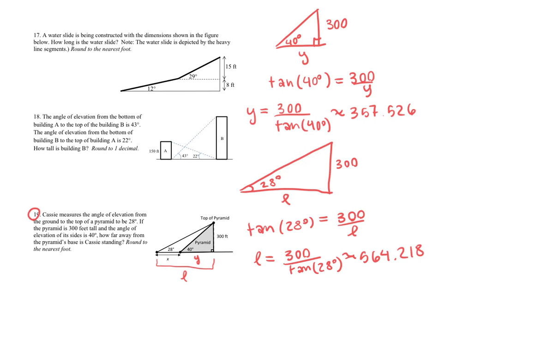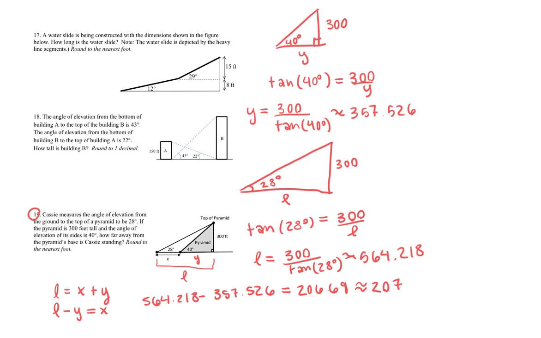Okay, so then if we look back at our original picture, we have that this length should be equal to the length of x plus the length of y. And so I know L, I know y, so I can solve for x. L minus y equals x. So then we know that our 564.218 minus our 357.526 should give us that distance x. And that is approximately equal to 206.69. And if we round up to the nearest foot, it'll give us 207 feet.